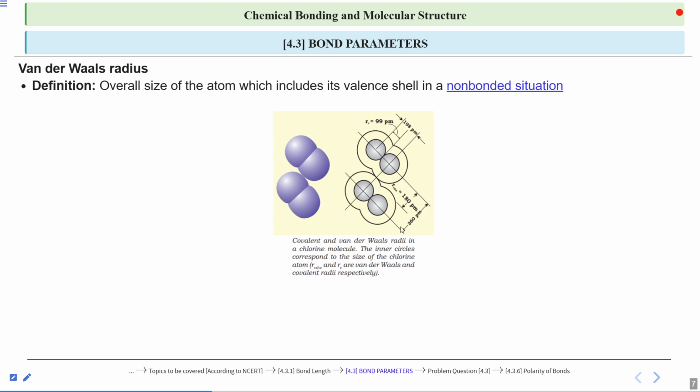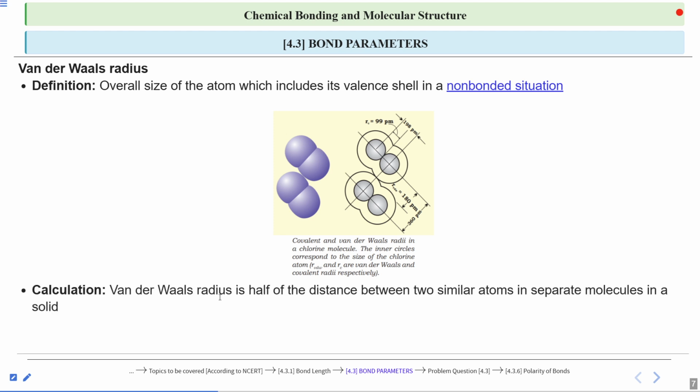Got it? So what can we write? What will be the van der Waals radius? If 360 picometer is the distance between these two atoms, which are bonded atoms within their own molecules but not bonded to each other, then the van der Waals radius will be half of this 360 picometer. It will be equal to 180 picometer.